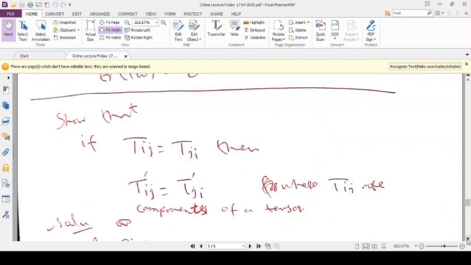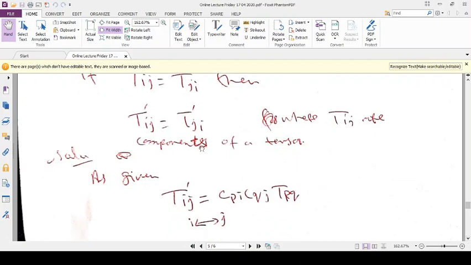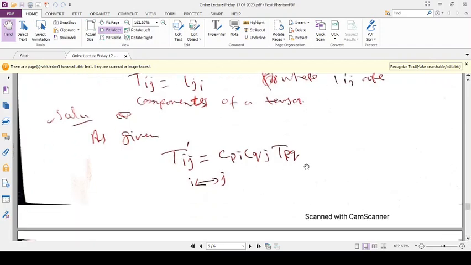So we have to show this with the help of the transformation law. As we are given that Tij are the components of a tensor, and tensor means second order tensor, you can write the transformation law T prime ij equals Cpi Cqj Tpq, because Tij are the components of a tensor, so they will satisfy this type of transformation law. Here you can see that we have two free indices, i and j, and p and q are dummy indices.